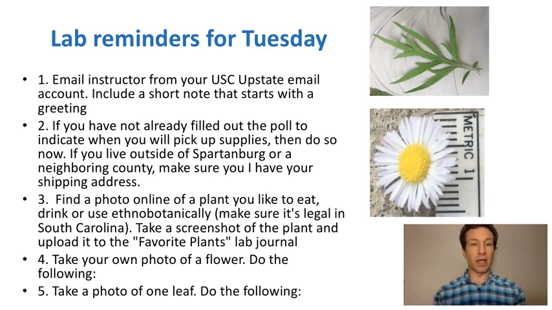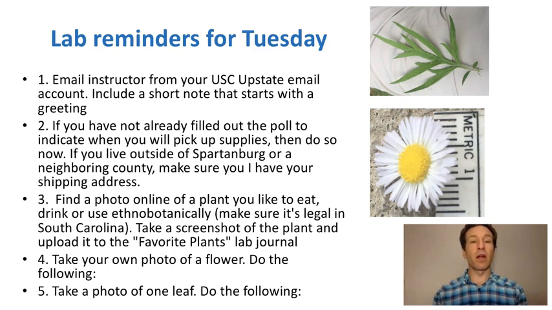the appropriate shipping address. The 3 real assignments are first to find an online photo of a plant that you like to eat, drink, or use ethnobotanically, and make sure that this is a plant that you can legally use in South Carolina. Whatever it is, find that photo on the internet, take a screenshot of it, and then you need to submit the screenshot to the Favorite Plants Lab Journal. This is just for me to make sure that you know how to take a screenshot using your computer, and that you know how to submit photos on the Blackboard journal page.